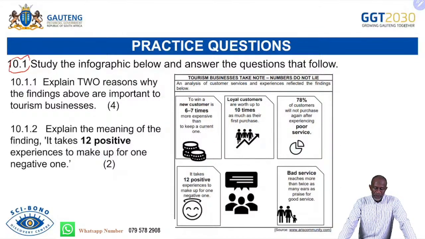To win a new customer is 6 to 7 times more expensive than to keep a current one. So that is what the first cut says. Loyal customers are worth up to 10 times as much as their first purchase.